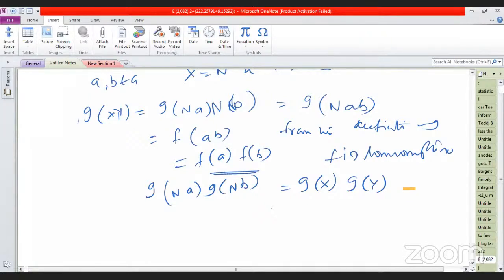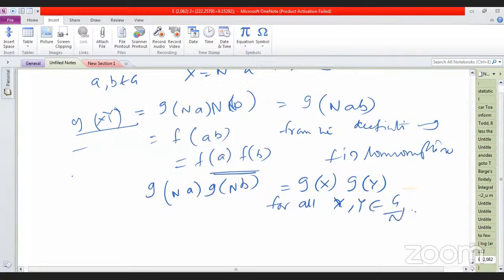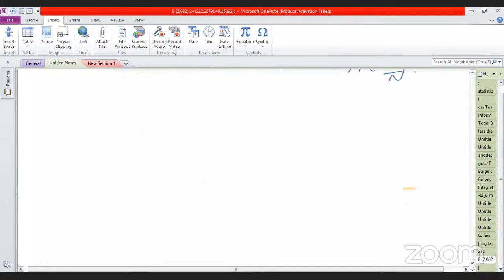Why? Because Gn of A now, G of N, normalize it. Yes, I have written here. G of X comma normal. So therefore we can write. So now it is a homomorphism or not? Yes, sir. So X comma Y belongs to G by N. So therefore G by N, the condition is that it is a homomorphism. The third condition: G is onto.